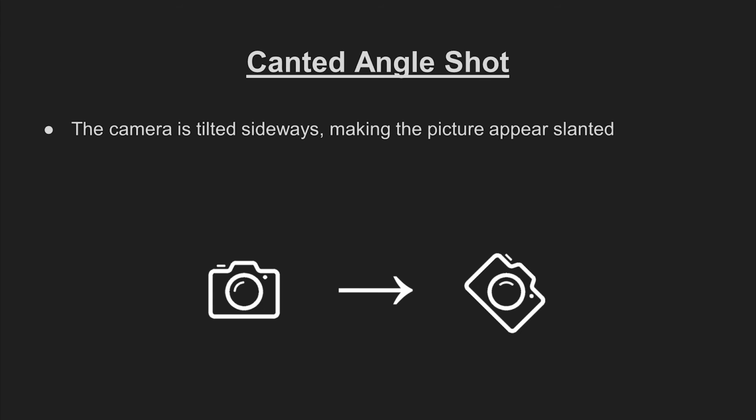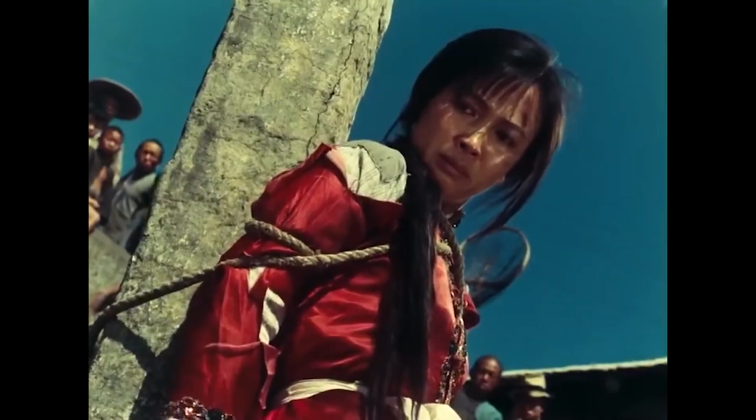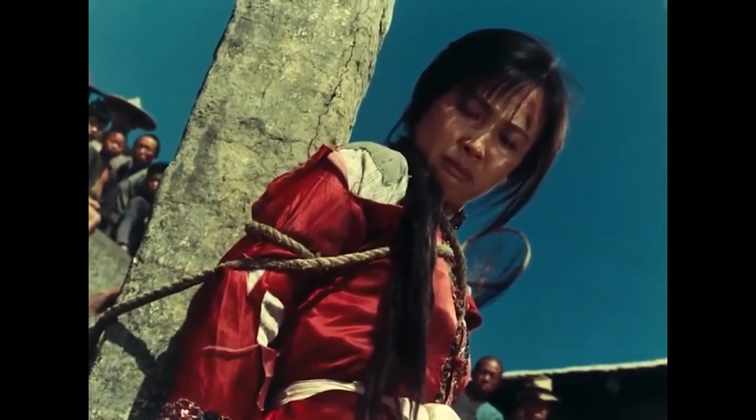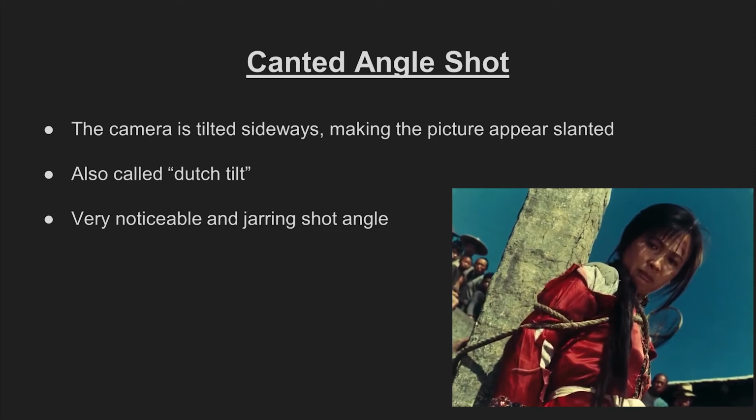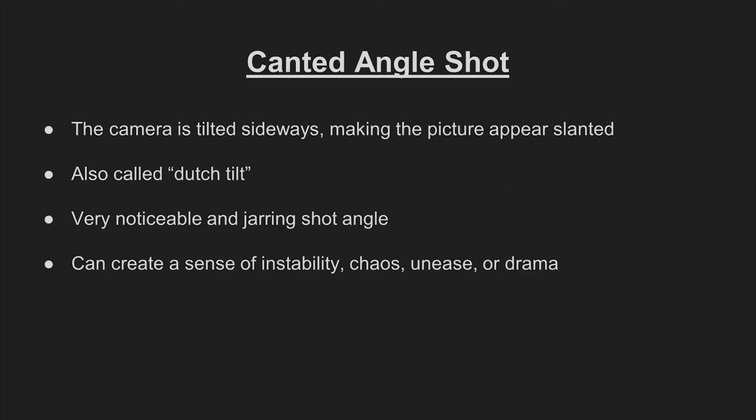When the body of the camera is tilted sideways rather than up or down, the image produced will appear slanted. This is what we call a canted angle, or a Dutch tilt. This angle is easily the most noticeable, as we rarely see the world this way in our everyday life. The Dutch tilt is often used to produce a sense of instability, chaos, unease, or drama within a shot.